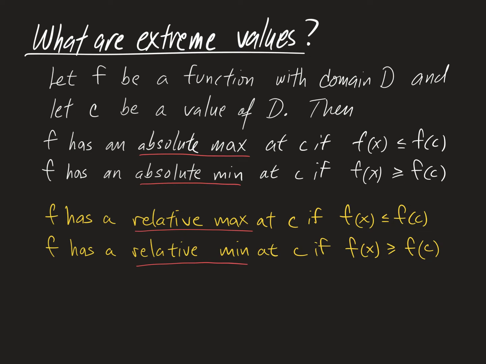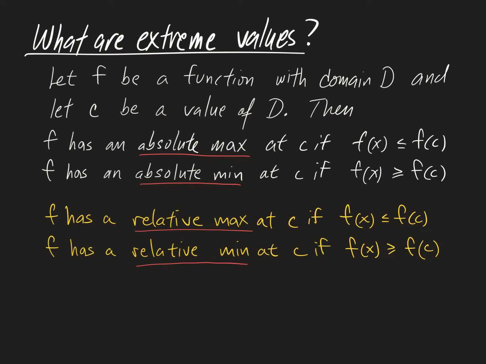So what really are extreme values? Okay, so glad you asked. We are going to let f be a function with the domain D, and we'll let c be a value of D. So this is some specific x value. If we let these things be true, then f has an absolute maximum at c if for all other values of x on the entire domain, the y values are less than the f of c y value.